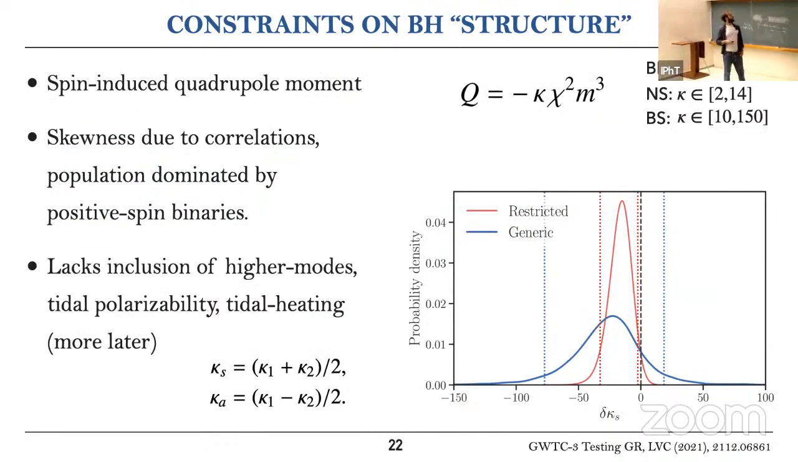So the GR prediction is kappa equal 1 for a black hole. Okay, so the measured kappa minus 1 is what you're plotting. Something like that, yes.